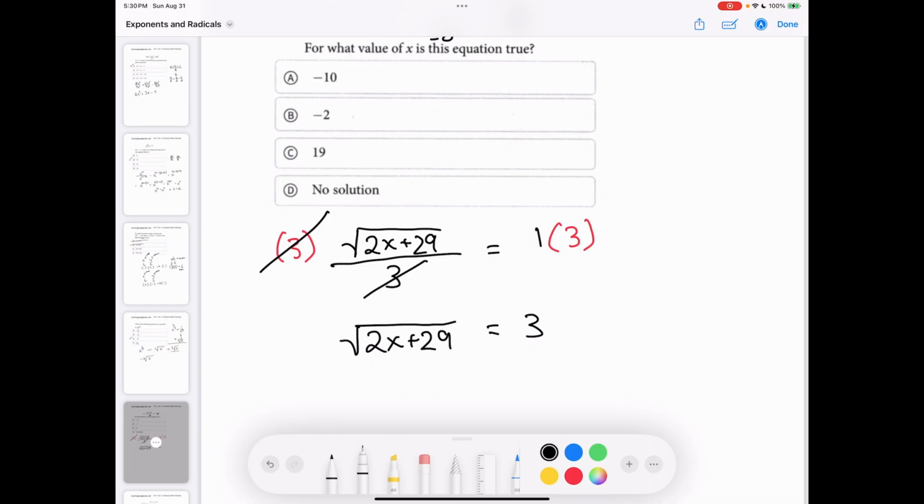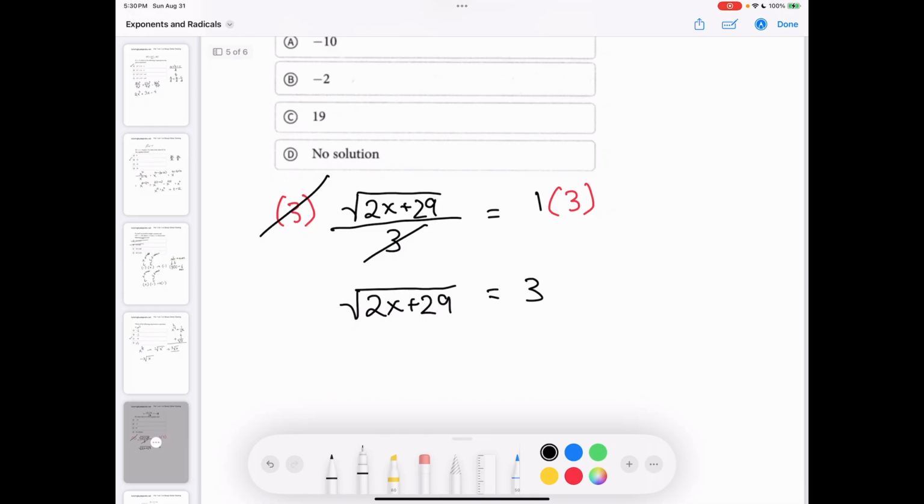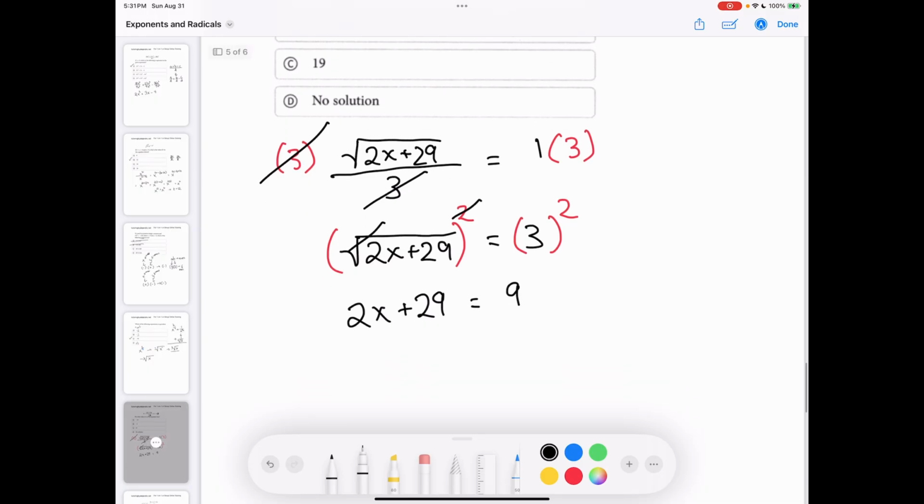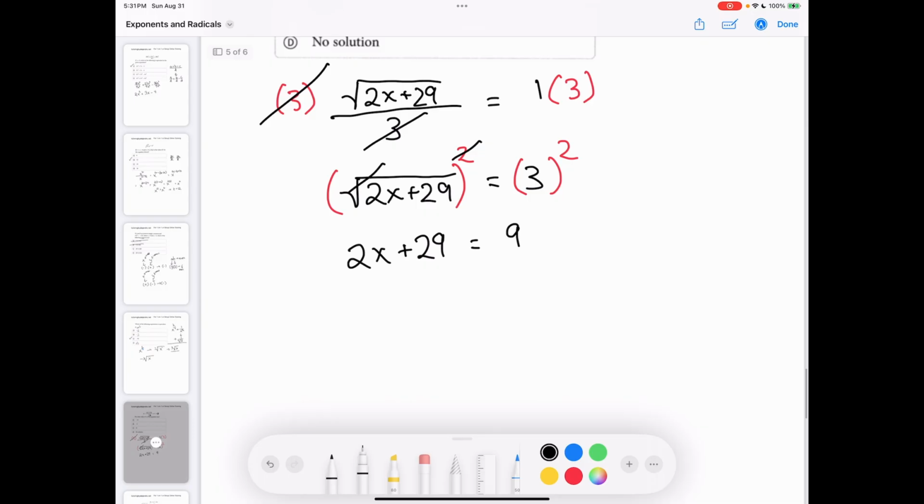Okay, great. Now we're going to get rid of the square root. I'm going to apply the opposite of square root, which is squaring. I'm going to square both sides, and that will get rid of the square root on the left. That means I'm left with 2x plus 29 is equal to 3 squared. 3 squared we know is 9, so we'll write it as 9. Okay, great. Now what's the next farthest thing from the x?